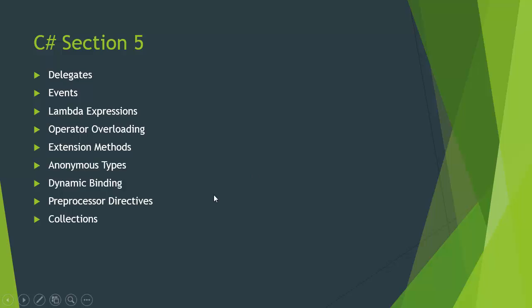Next, we'll talk about preprocessor directives. These are directives that affect the build process. And the last part of the section, we'll be talking about collections. And collections are your lists and arrays.